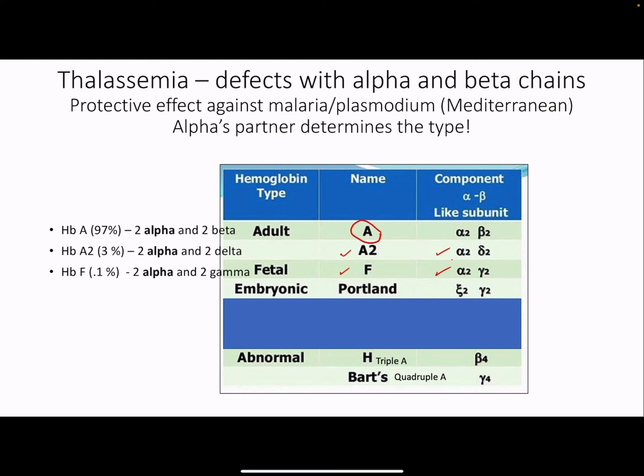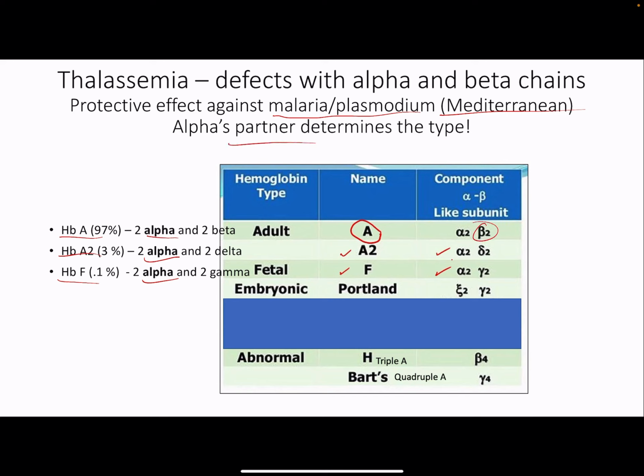So, like I said, your hemoglobin is 2 alpha chains and 2 beta chains. Thalassemia is probably going to be most significant in people of Greek descent, Italian descent, people in the Mediterranean. It is a protective effect similar to sickle cell against malaria and plasmodium. And we have 3 main types for adults: hemoglobin A, A2, and F. Notice that alphas are in all of these. So alpha is arguably the most important, and it's the partner that determines the type, right?